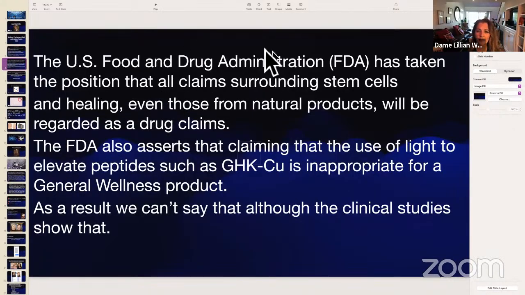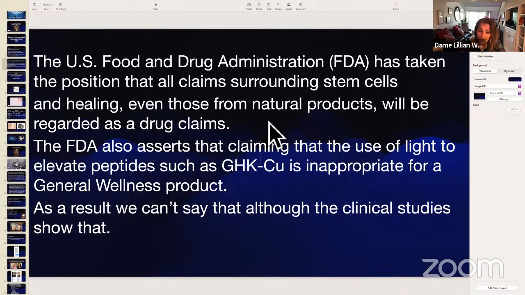Also, I want to talk about, before we move forward, the U.S. Food and Drug Administration has had some changes recently. So the FDA has taken the position that all claims surrounding stem cells and healing, even those from natural products, will now be regarded as a drug claim. And the FDA also asserts that claiming that the use of light to elevate peptides, such as GHK-Cu, is inappropriate for a general wellness product.